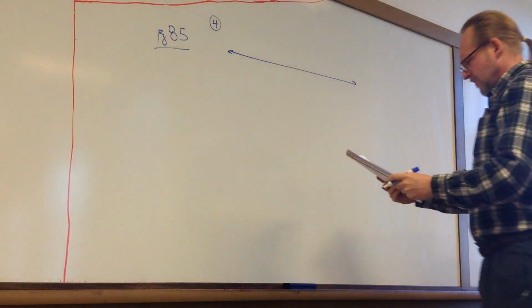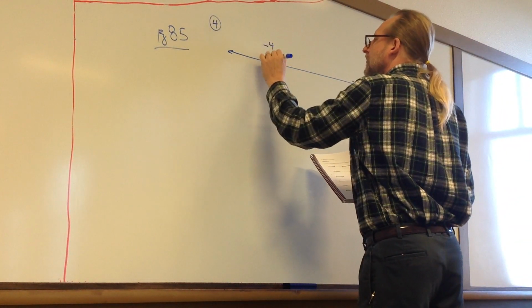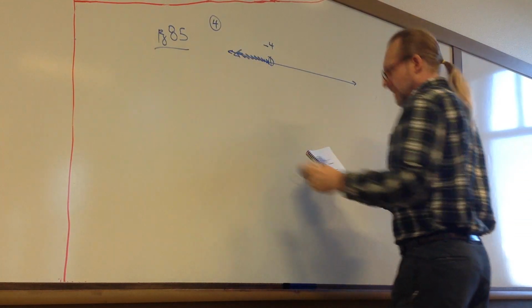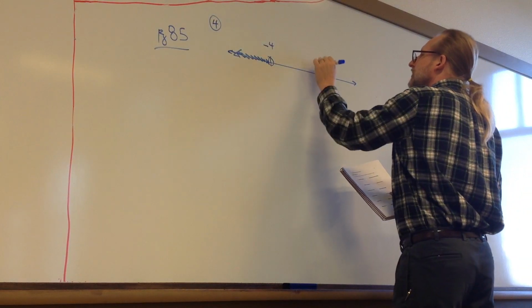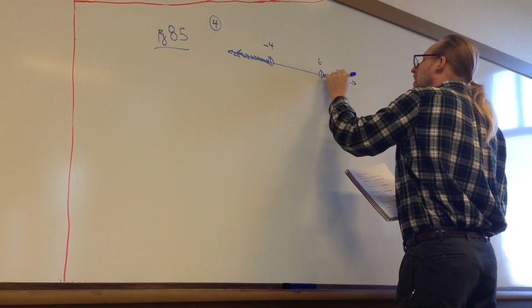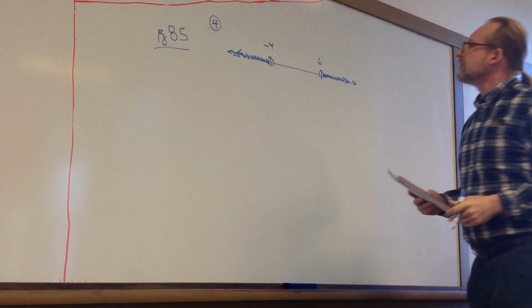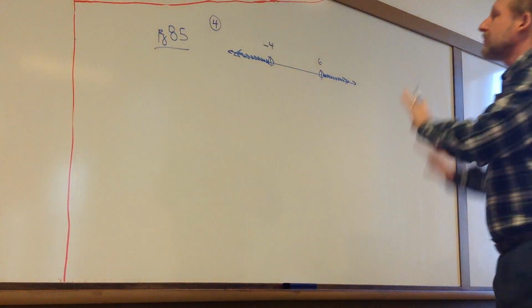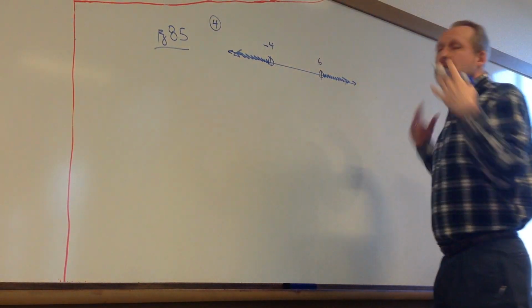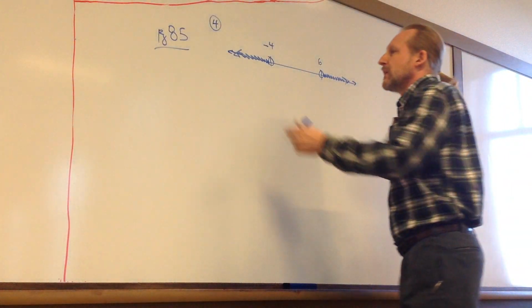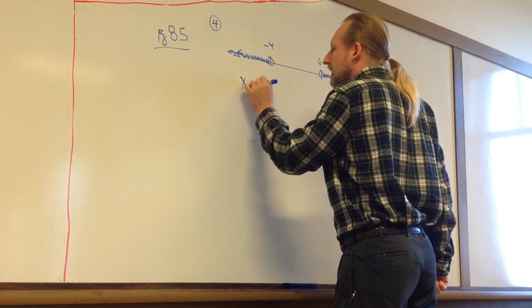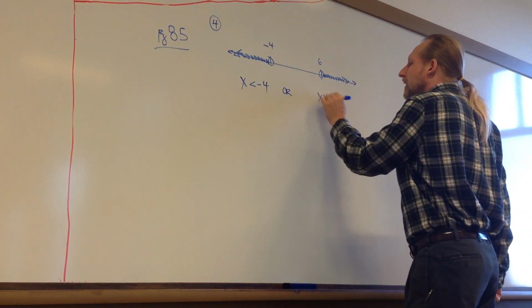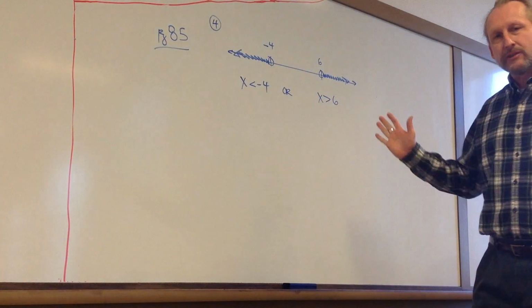Okay, so in problem 4, we've got -4 here, and then going off to -infinity, and then +6 here, and then going off to +infinity. So we have two separate intervals here, so we need two separate statements to represent them. This one is x less than -4, and then we put or, and then over here x greater than +6.